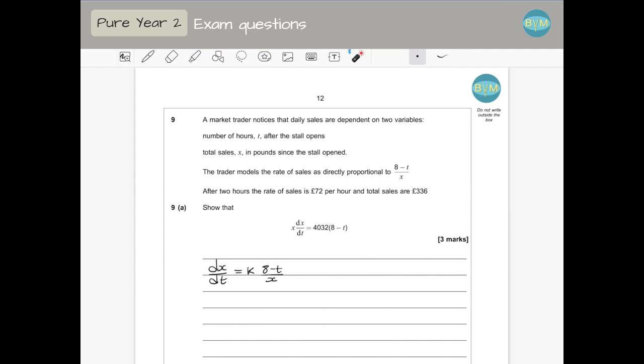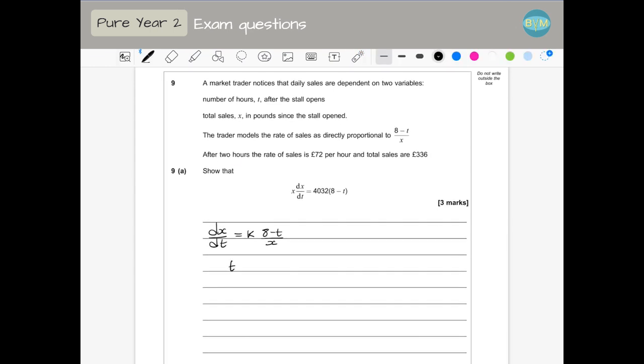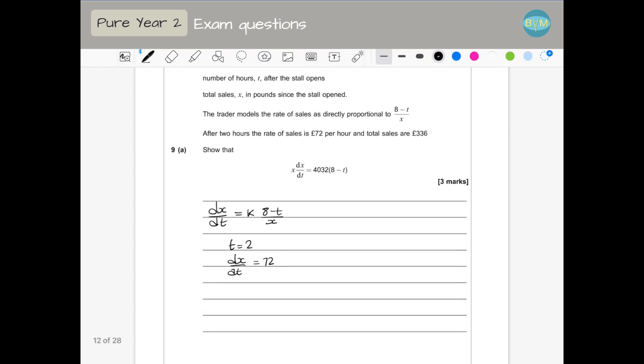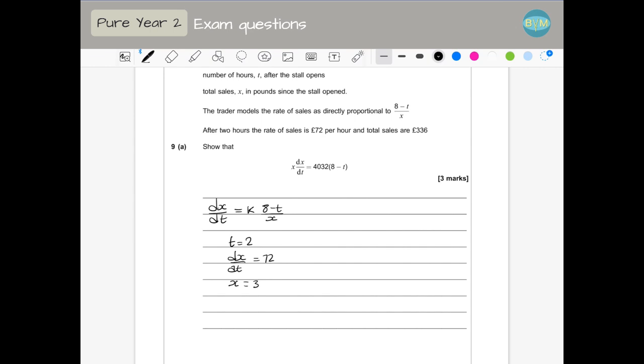They say after 2 hours, so t is 2, because it's the number of hours after the stall opens. Rate of sales is 72, so dx by dt is 72. And the total sales, x, is 336. So what I'm going to do is substitute everything in my expression and find k. So I have 72 is going to be k times 8 minus 2 divided by 336. And from here, I get that k is 4032.